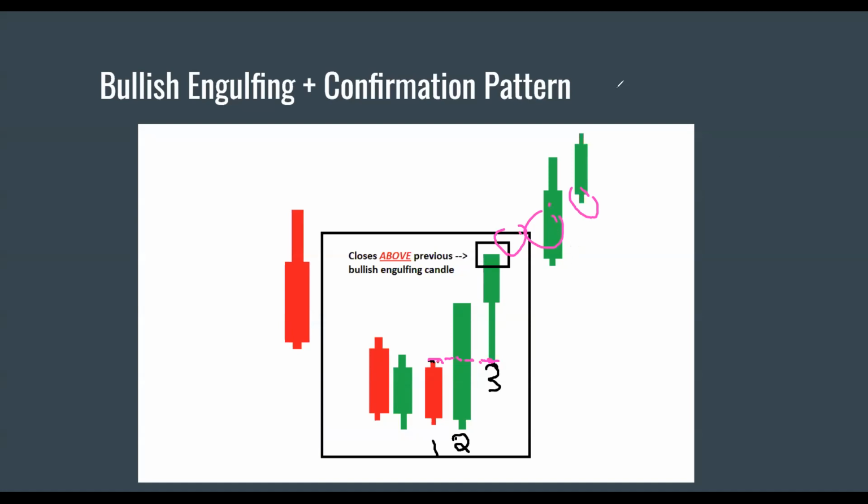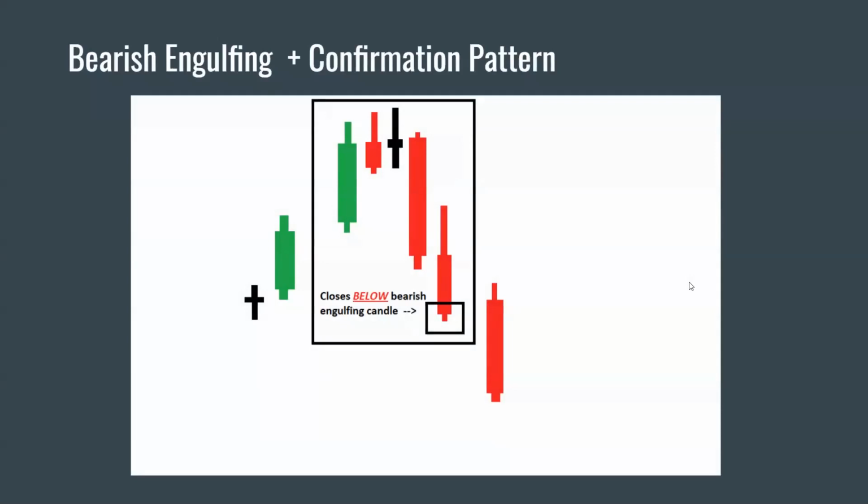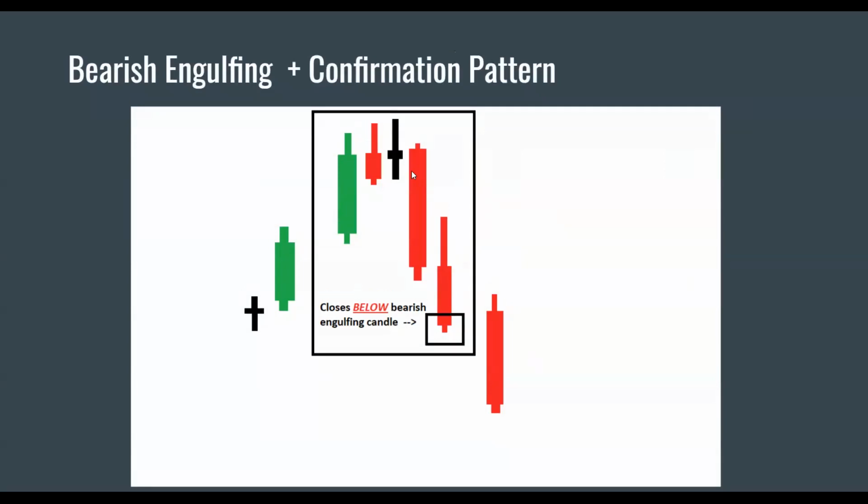Y'all with me? Make sense? Okay, cool. So this is just the reverse, the bearish engulfing confirmation pattern. Y'all feel me? Y'all like this? Same thing.